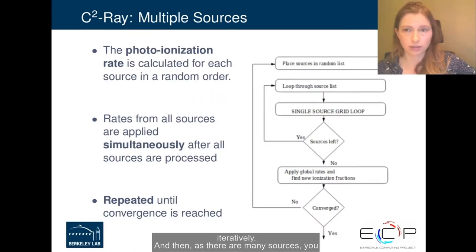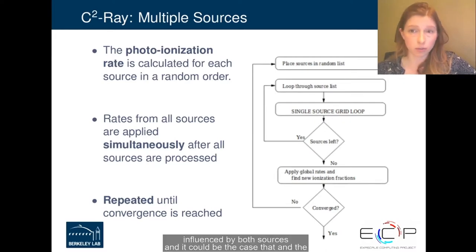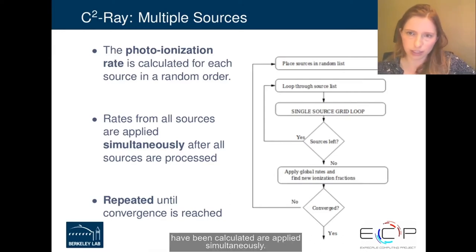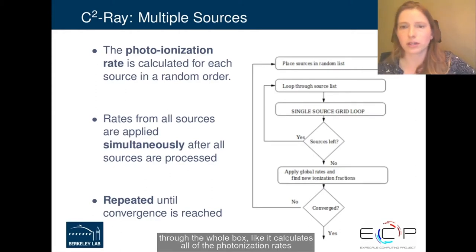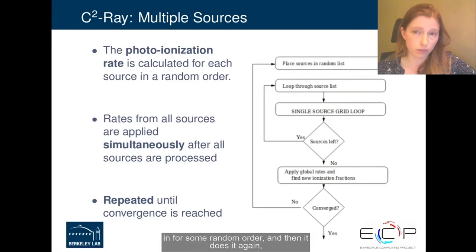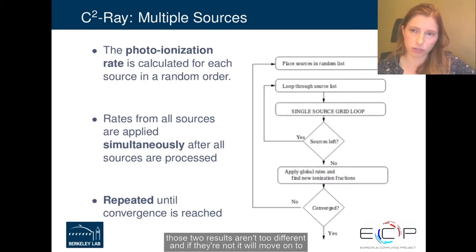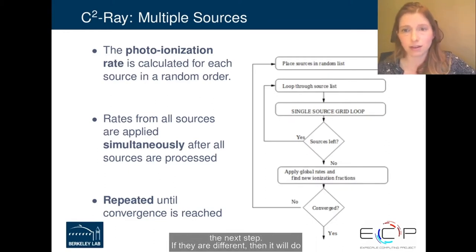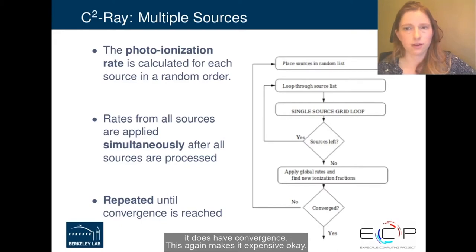And then, as there are many sources, there are many cells which are being influenced by both sources, and the ordering may matter. So all of the rates that have been calculated are applied simultaneously, but we need to check that the ordering doesn't really matter. So what C2Ray does is it does one sweep through the whole box, calculating all of the photoionization rates in some random order, and then it does it again for a different random order, and then it checks that those two results aren't too different. If they're not, it will move on to the next step. If they are different, then it will keep going around and around until it does have convergence. This again makes it expensive.